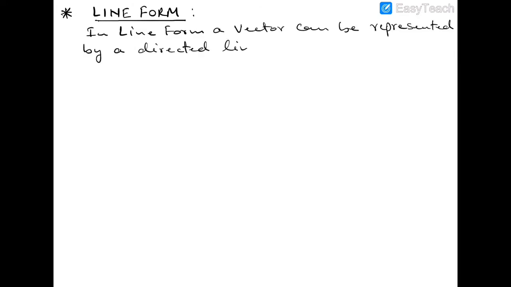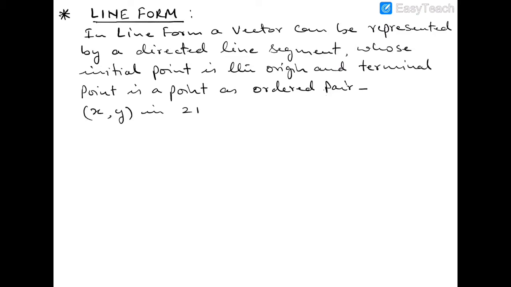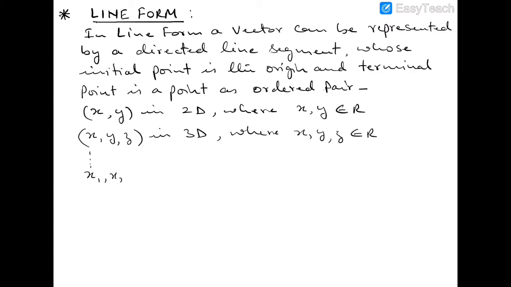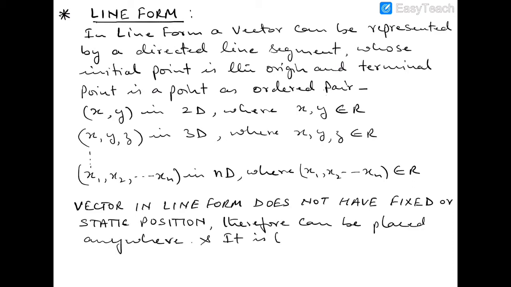Now in line form, a vector can be represented by a directed line segment whose initial point, or starting point, is the origin, and the terminal point, or end point, is a point given by the ordered pair (x, y) in 2D, (x, y, z) in 3D, or (x1, x2, up to xn) in nD, where all of these belong to the real numbers. So a vector in line form does not have a fixed or static position, therefore it can be placed anywhere, and it is usually written as v equals (x, y), or (2, 3) written vertically.